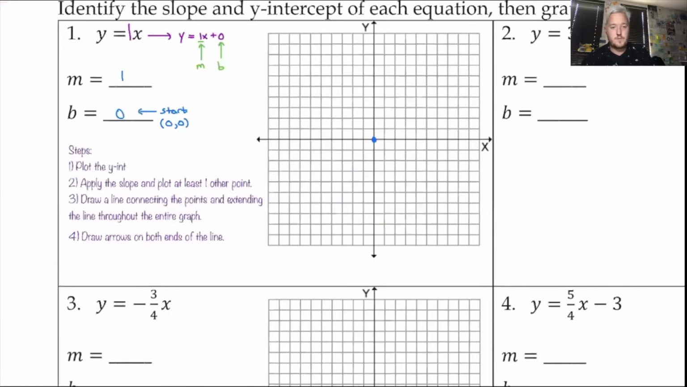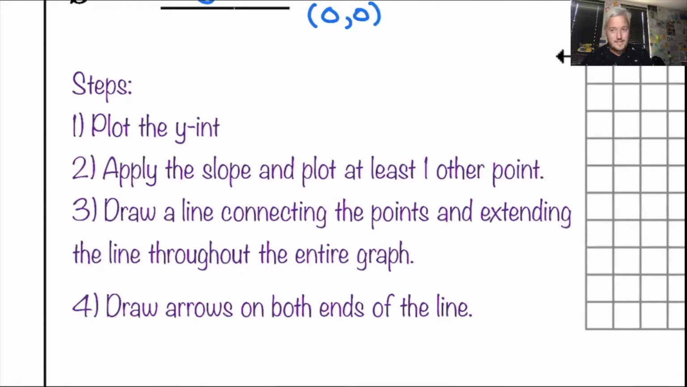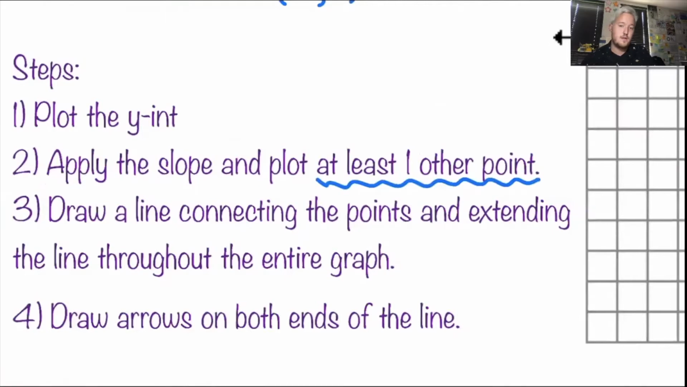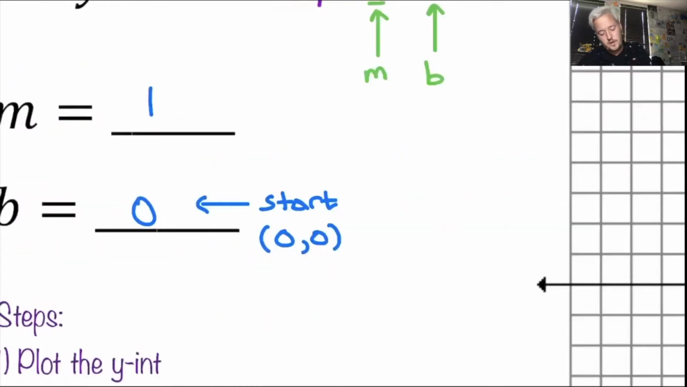Now for step 2, we want to apply the slope and plot at least one other point. Emphasis on at least one other point. It'd be better if you plot more than one, but one additional point is the absolute minimum. To apply the slope, we want to do our rise over run. If I have a slope of 1, this is the same as 1 over 1, so we rise 1 and run 1. I want to go up 1, and then go right 1.